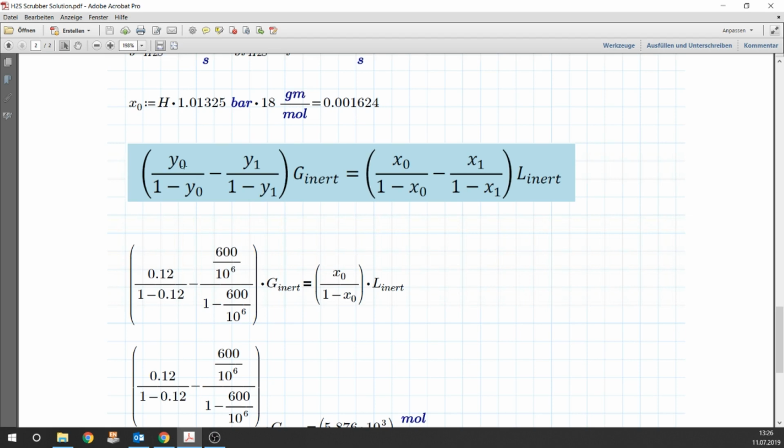So in the problem we were given the concentration of H2S in the gas inlet and in the outlet, and we were given the flow rate of the gas, and we know for the inert gas what the flow rate is. In the liquid, we know that the concentration at the outlet is saturated and the concentration at the inlet is presumably 0. And what we need to calculate now is the flow rate of water. What should the flow rate of water into the scrubber be?